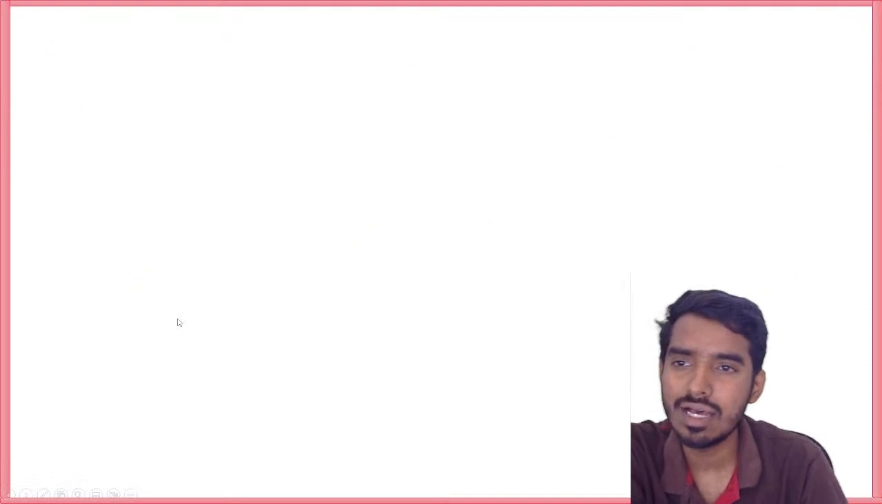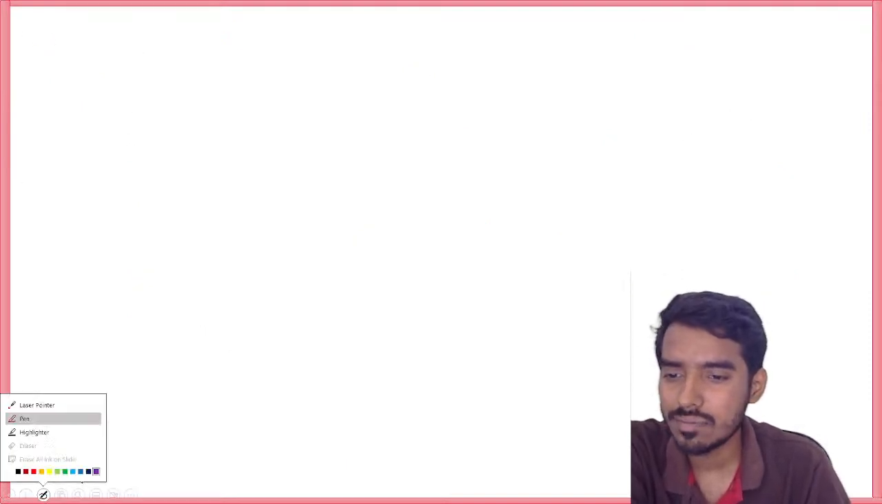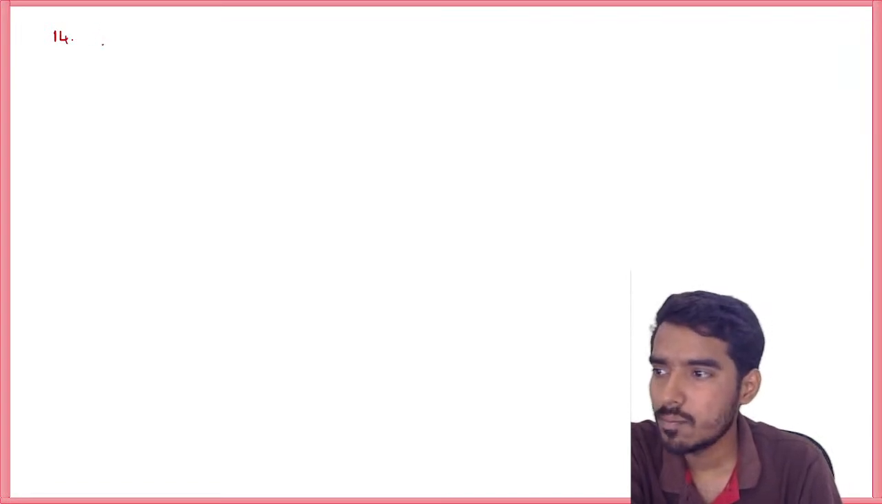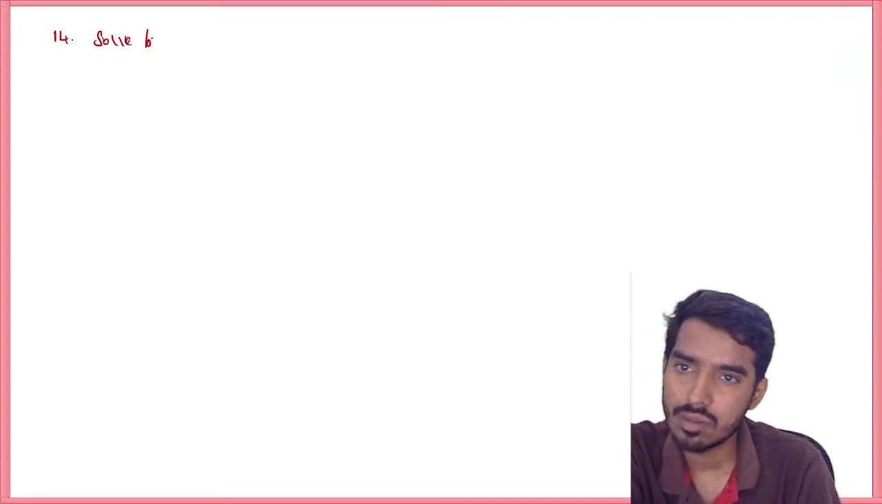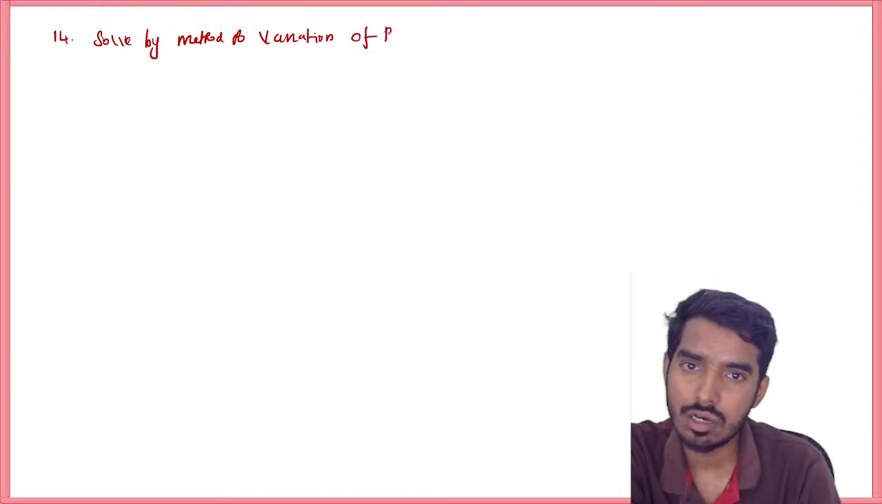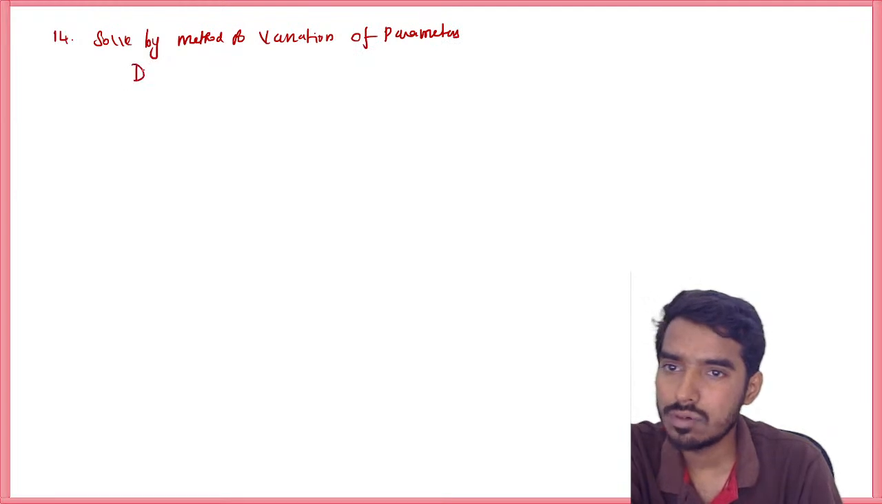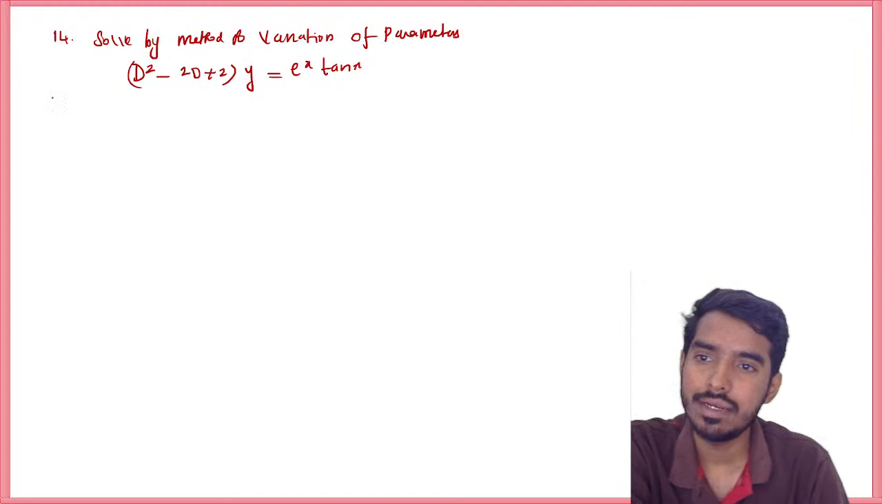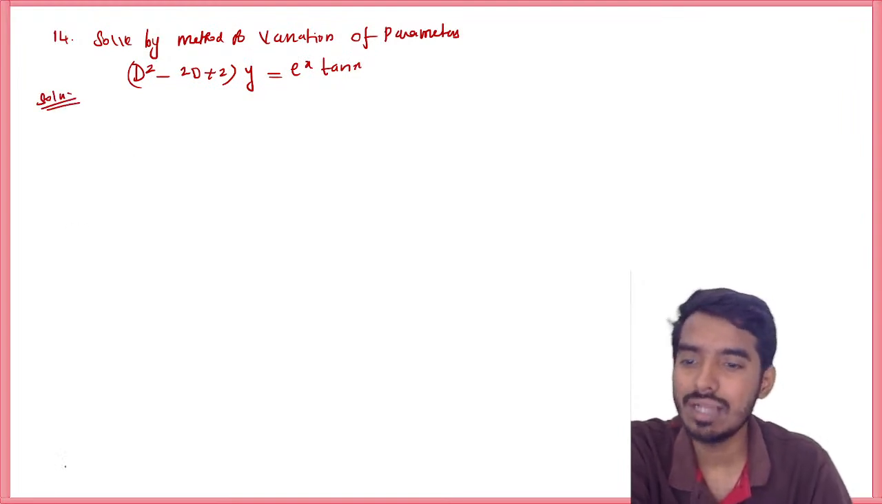So, last problem, another topic. All these are very, very easy problems. Another problem on variation of parameters: the equation is x² y'' − 2x y' + 2y equal to e^x tan x. So I'll do this fast.